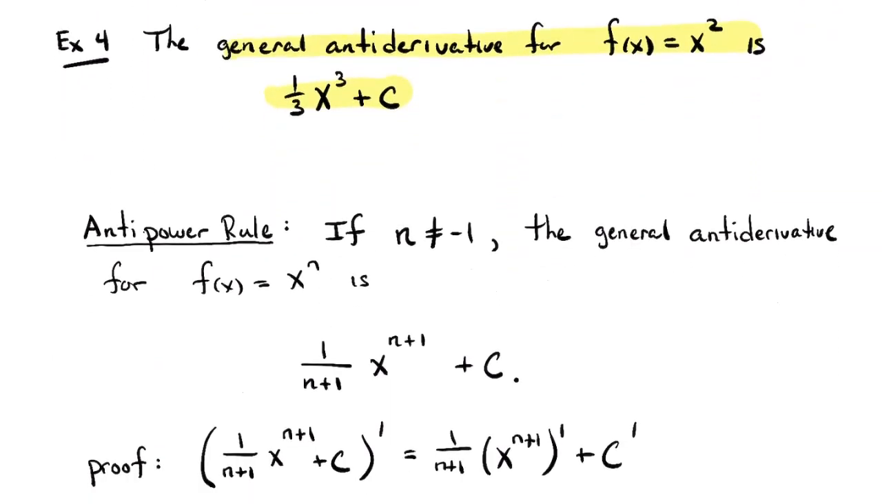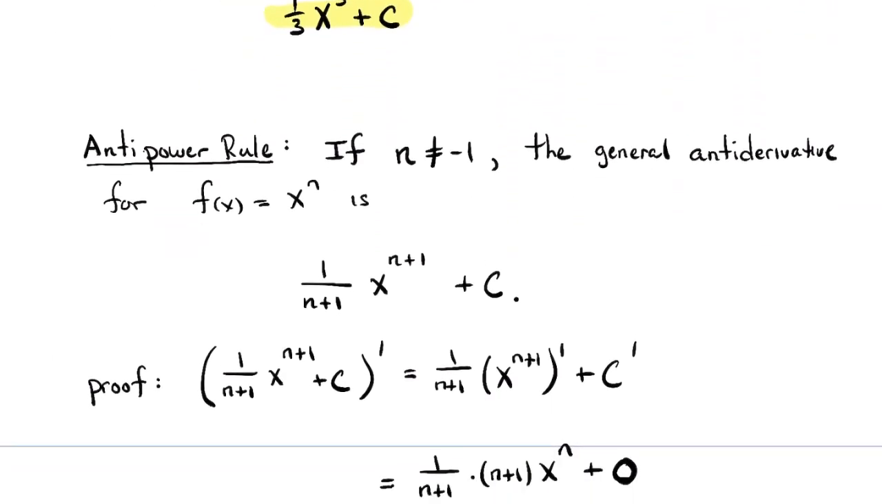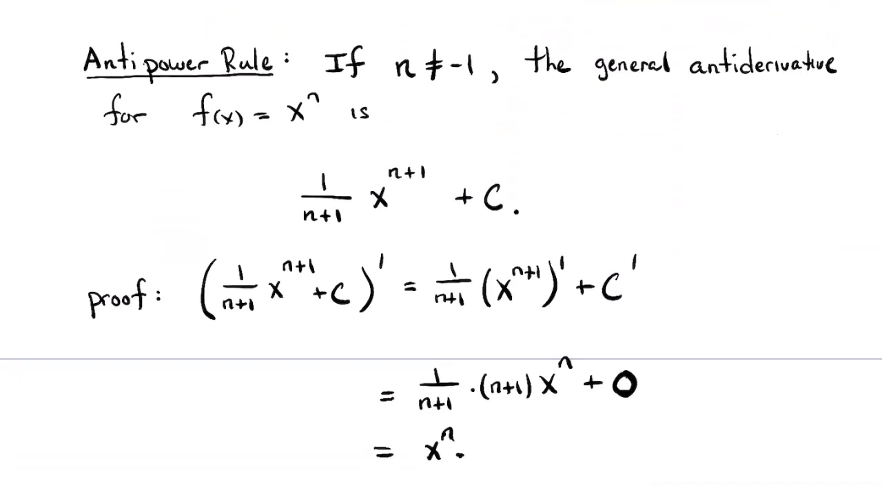Let's talk about how I found that antiderivative for the squaring function. If you take a power function, since we know how to differentiate powers, when you differentiate a power, you bring the power down and then subtract one from it. Well, to anti-differentiate a power, we should just reverse that.